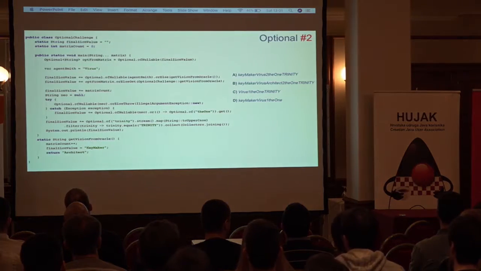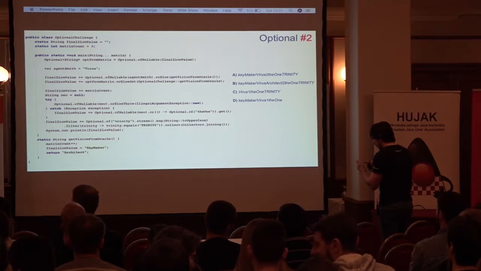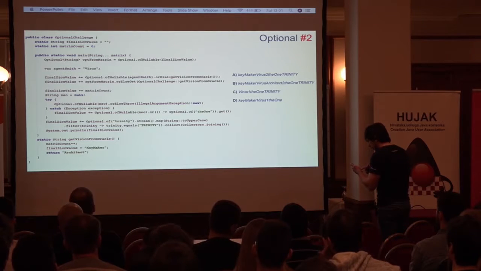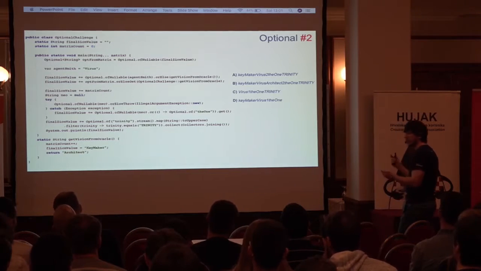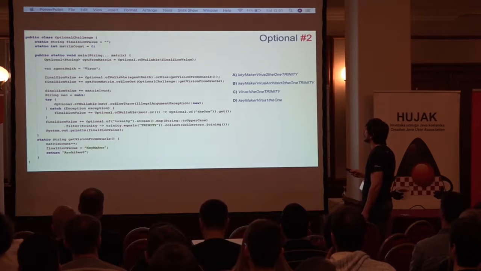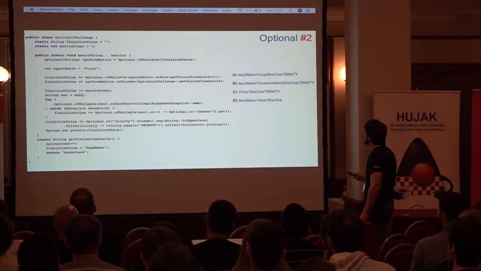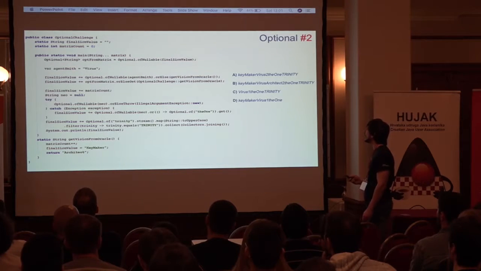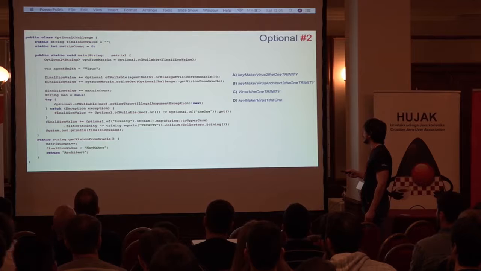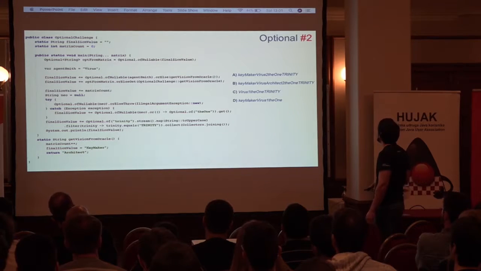Okay, this is the second one. It's about optional. I started the quiz, so you can answer now if you want. Basically, we have Optional.ofNullable, and then we have the orElse method, and then orElseGet, and here we have orElseThrow. Here we are basically transforming a string to capital case. I'm going to give you some time to answer this one.